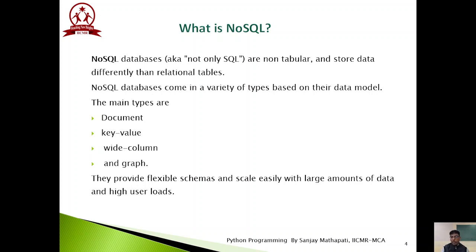So how to deal with this? NoSQL databases allow the developer to store a huge amount of unstructured data. Remember that, unstructured data: there is no fixed format, no fixed schema. This kind of data NoSQL allows us to store, and of course a lot of flexibility is given.